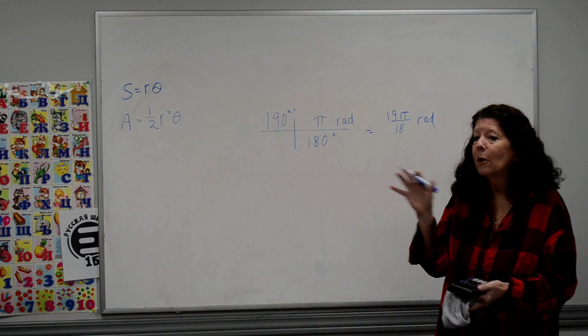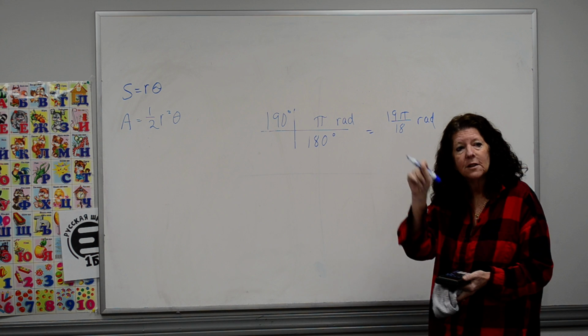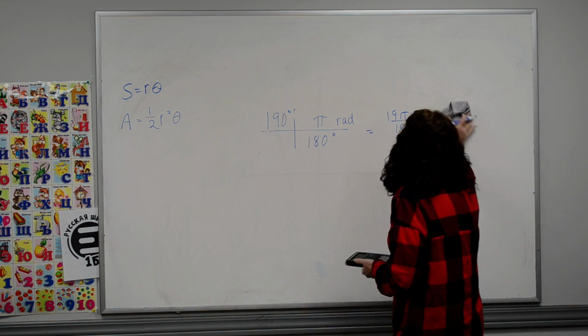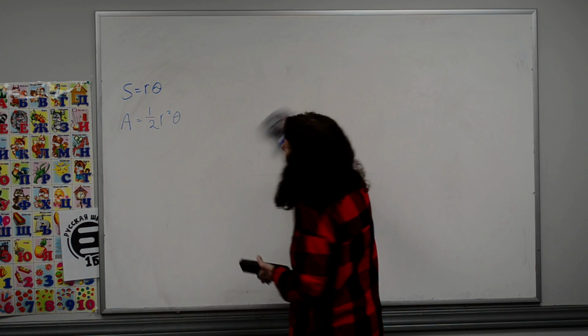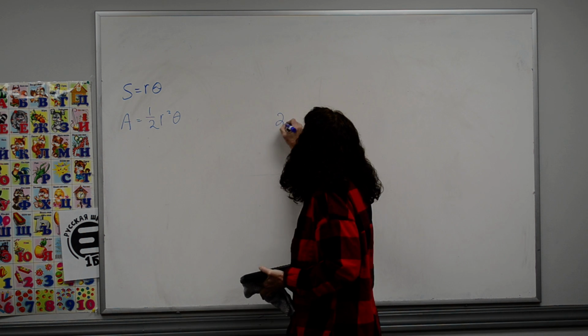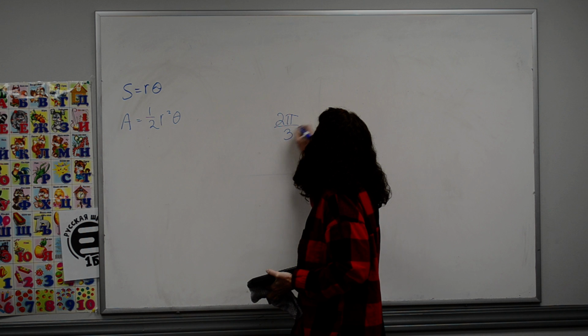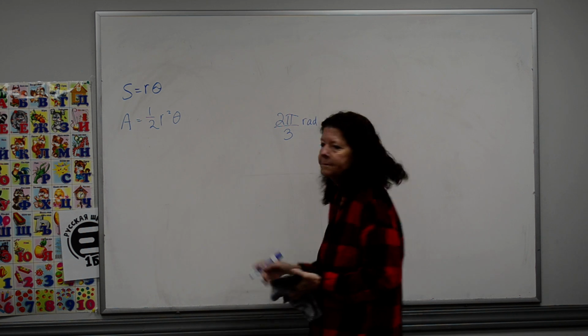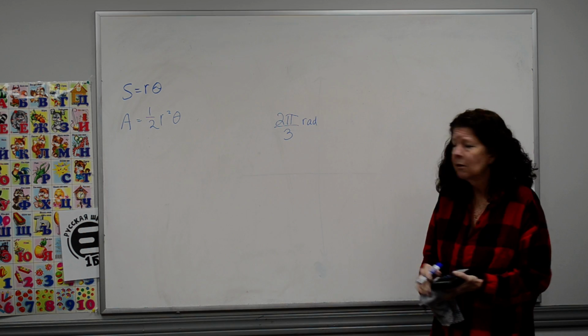You got to be able to go both ways. You got to be able to go from degrees to radians and radians to degrees. So let's say I have 2 pi over 3 radians, and I want to change that back to degrees.